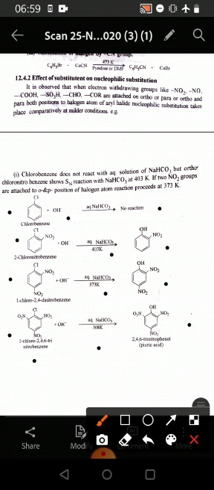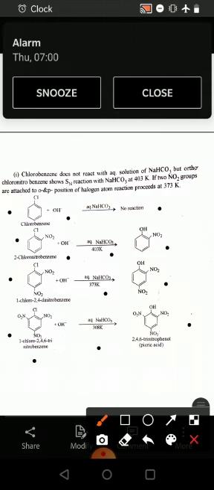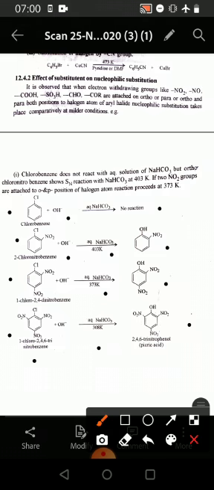So we see that with chlorobenzene no reaction takes place. With a nitro at the ortho position, the reaction takes place at 403 Kelvin. If the ortho and para positions are both occupied by electron withdrawing groups, then the reaction temperature decreases from 403 to 373 Kelvin. And if both ortho positions and the para position are occupied by electron withdrawing groups, then the reaction temperature decreases further from 373 to 308 Kelvin and the product is obtained.